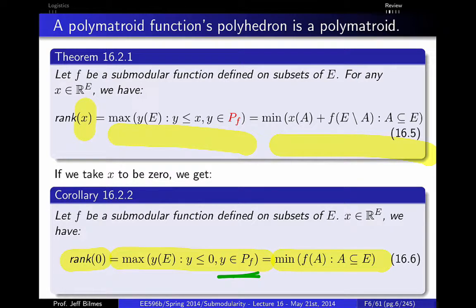So why can we use this? Why is this useful? Because if we can actually find a feasible vector on the left-hand side, okay? And if we can find a set on the right-hand side, such that, let's say that we can find some vector, let's call it z, okay? If we can find a z that's feasible on the one hand, and its component sum is equal to some f of, say, A, right?